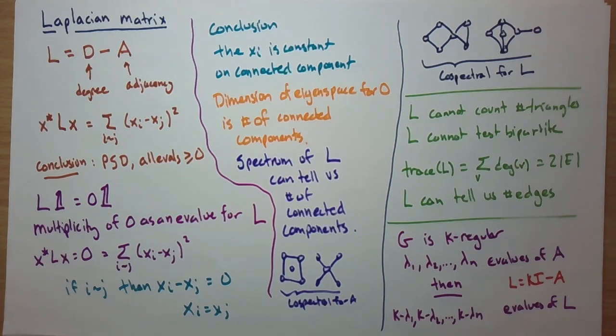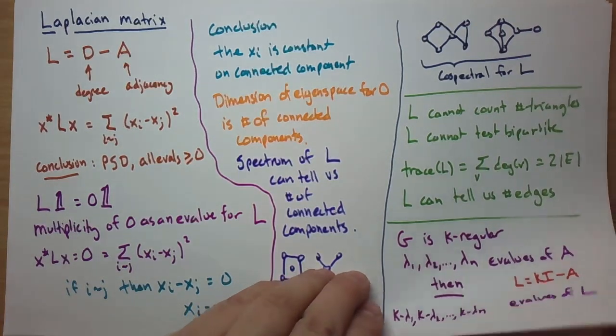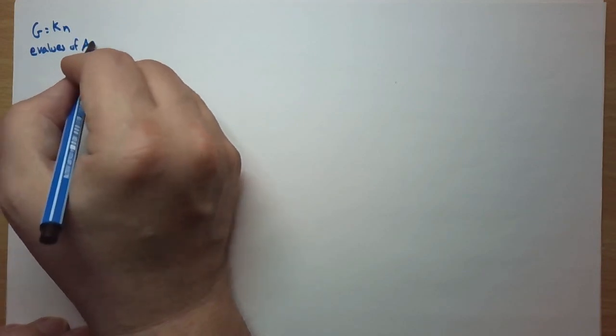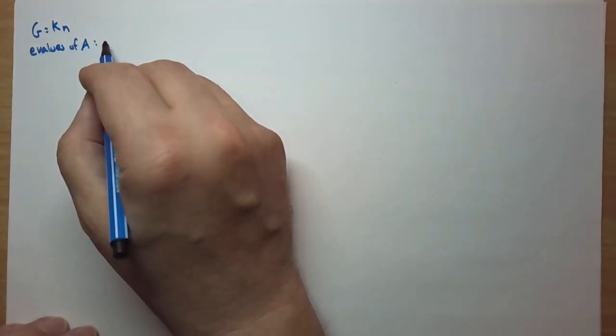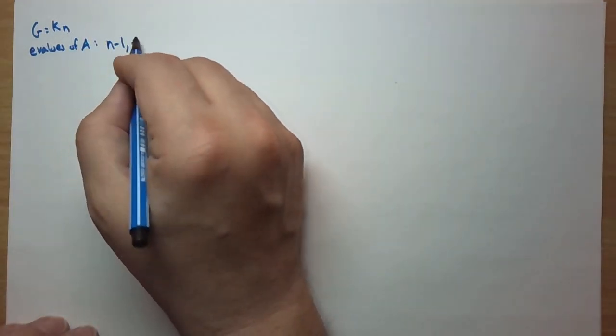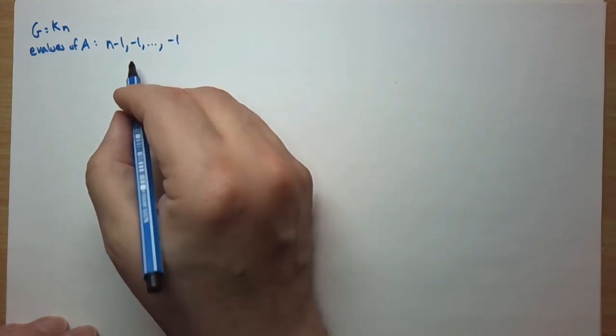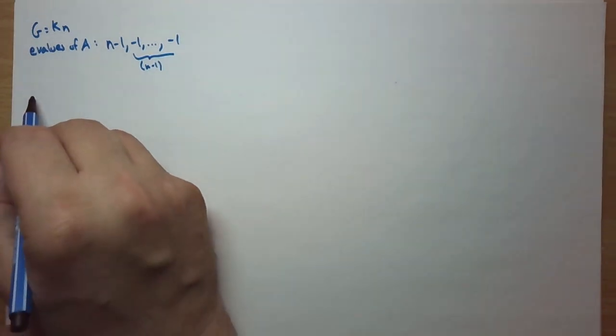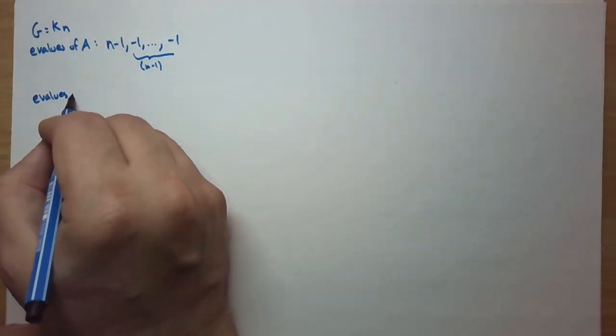Okay, well, that's nice. Let's see what we can do from that. One thing we can get: suppose we have the graph Kn. The eigenvalues for A, does anybody remember what they were? N minus 1, negative 1. Right, n minus 1, and then negative 1, a total of n minus 1 times. Okay, so what are the eigenvalues of L?